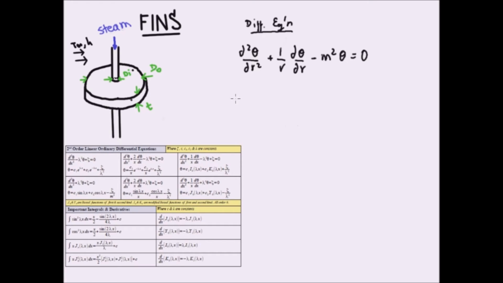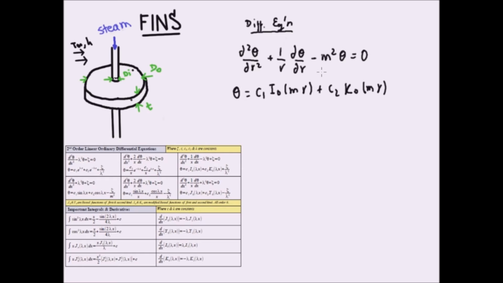So theta, or the excess temperature, is equal to C1 I0, this is the modified Bessel function of 0th order, times m r, plus C2 K0. This is the other modified Bessel function of 0th order. Okay, and this m here, notice that it is the square root of this m squared.